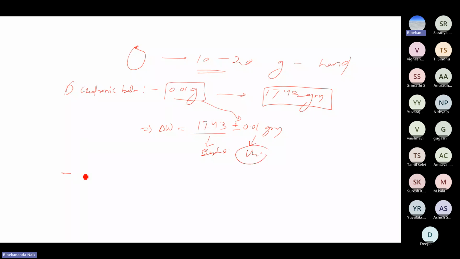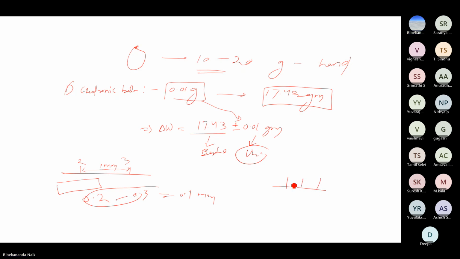Because if this is a scale and the distance between two divisions is 1 millimeter, and the object end lies here, you will be confused between these two readings, whether it is 2 or 3. So the length of the object will be 0.2 to 0.3, and there is an uncertainty of 0.1 mm. But if the scale has three divisions, so it is 2, 2.5, and 3, and the end lies between 2 and 2.5, then you can say it is 0.2.